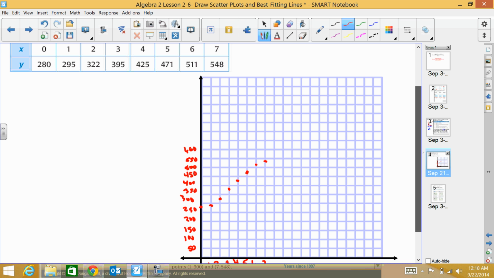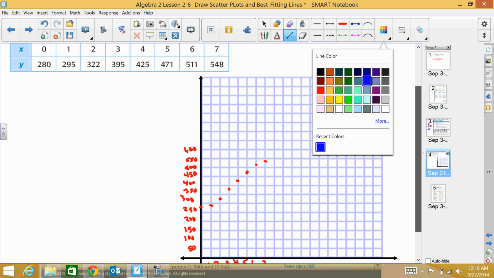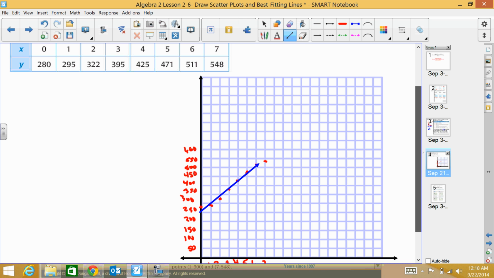Now if you look, they're pretty close to being in a line, but not quite. So what I have to do is approximate my best fitting line. And I might move this after I draw it. I want to go through as many points as I can, and I want the number of points on top to be about the same as on bottom.